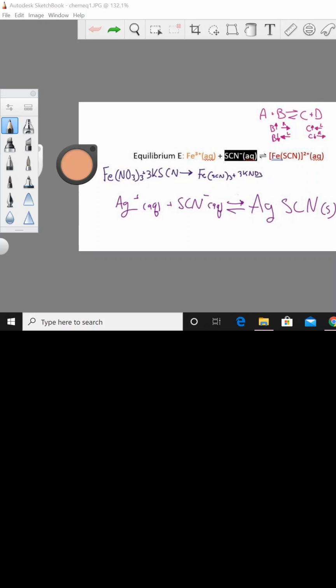Hello, my name is Sid Parker, and this is my CHE120 experiment number 6 lab report. So I'm going to start with part E, our iron thiocyanate equilibrium.